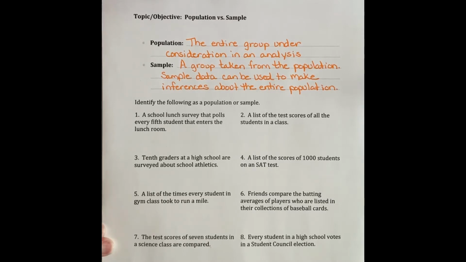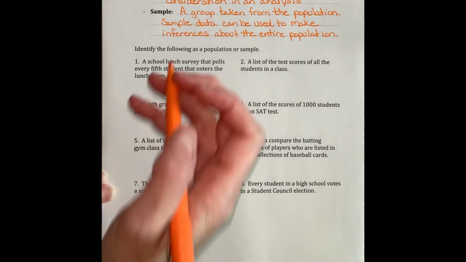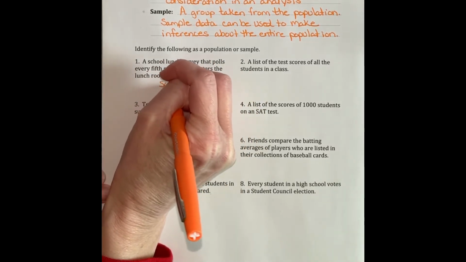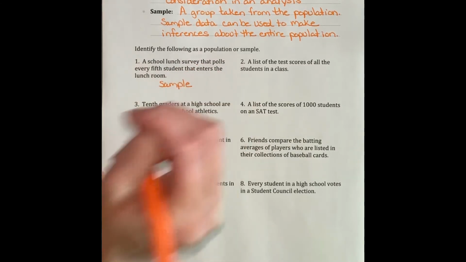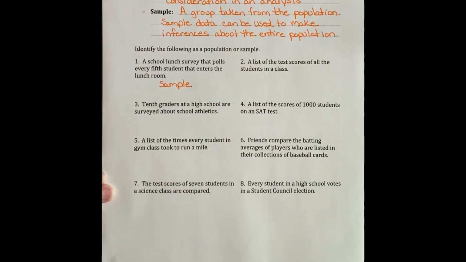We are going to look at 8 different scenarios and determine if we think these are a population, the entire group, or just a sample, a part of the group. Number 1, a school lunch survey that polls every 5th student that enters the lunchroom. Do you think that's a population or a sample? That is a sample because it did not poll every single student. How about if I do the odds and then you try the evens?